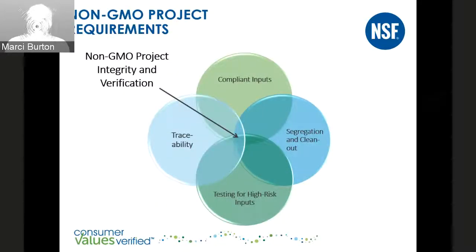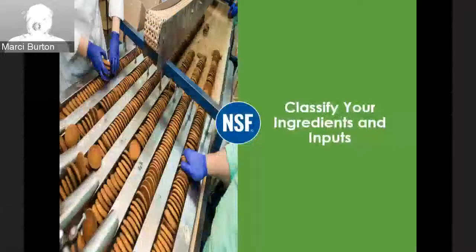The non-GMO project has four main pillars to compliance, and that includes compliant inputs, traceability, segregation and clean out, and testing for high-risk inputs. So now we'll get into the requirements for verifying your product and classifying your ingredients.